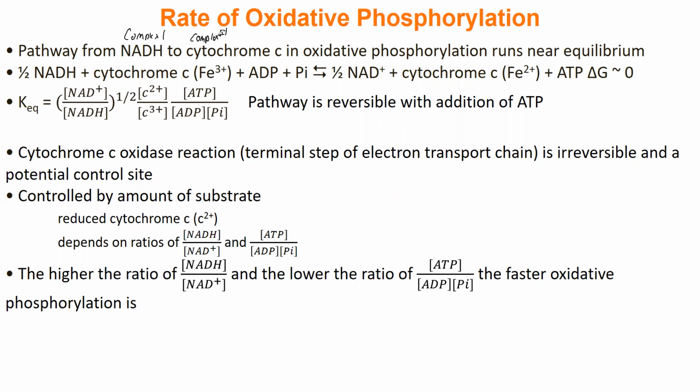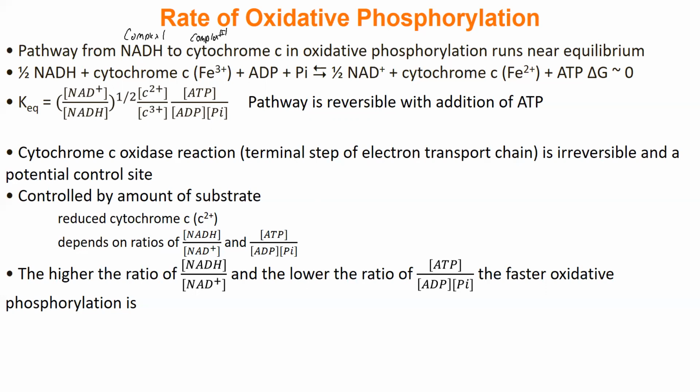that in complex three, we do the Q cycle where we take our QH2 and we give an electron to cytochrome C and we do that twice. And we're doing this pathway instead of NADH to oxygen because once you give an electron to cytochrome C, that is irreversible. Everything else before you go to cytochrome C is reversible with ATP, but once you're past that cytochrome C stage and onto complex four, that's when you really can't go in the reverse pathway. So here's our overall equation again, basically at equilibrium.